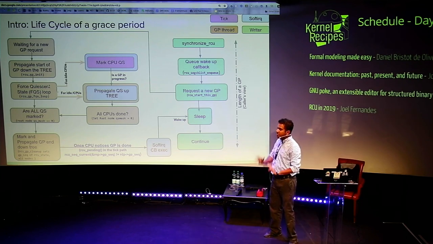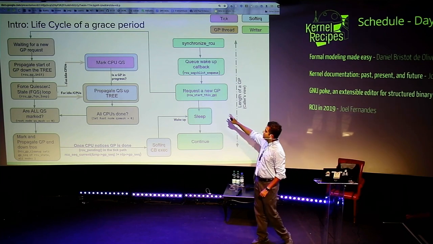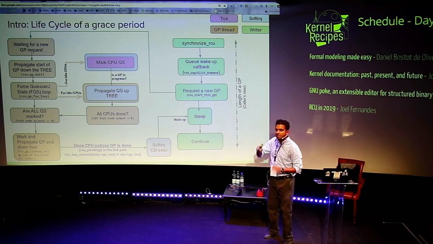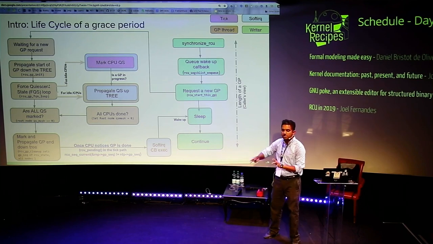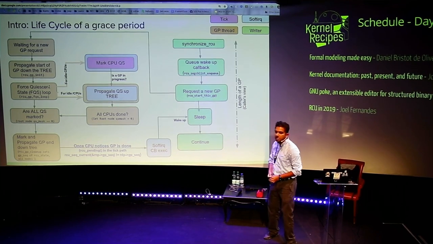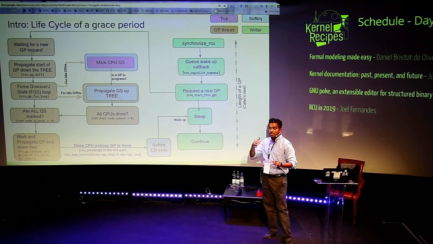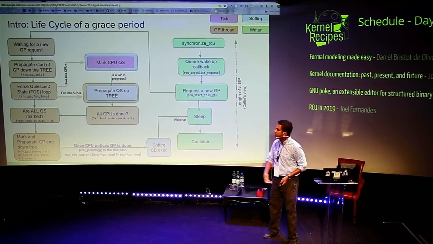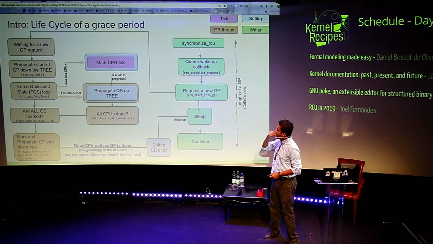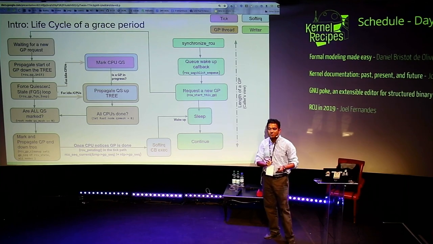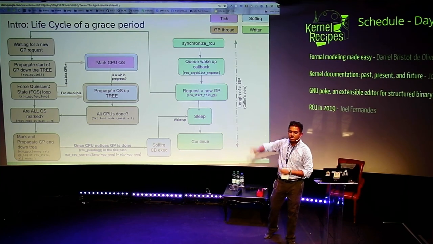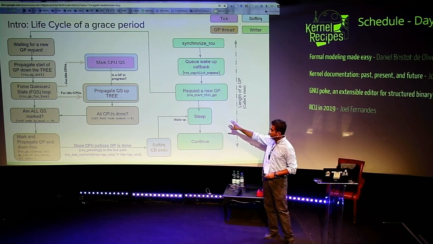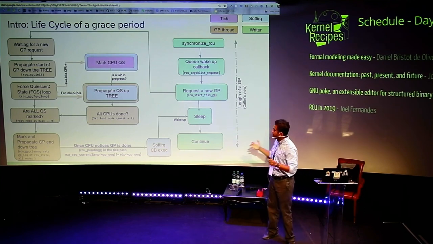So for the CPUs that are not idle, the scheduler tick checks whenever it occurs whether we're in a reader section or not. If we're in a reader section, it doesn't do anything. But if we are not in a reader section, then it can say that the CPU is now in a quiescent state. What it does is first check if a grace period is in progress, and then it raises a soft IRQ hierarchy. The soft IRQ hierarchy is what does the propagation up the tree, as in the example I showed you.